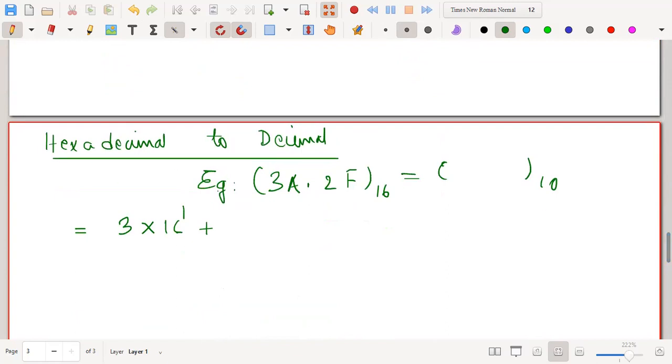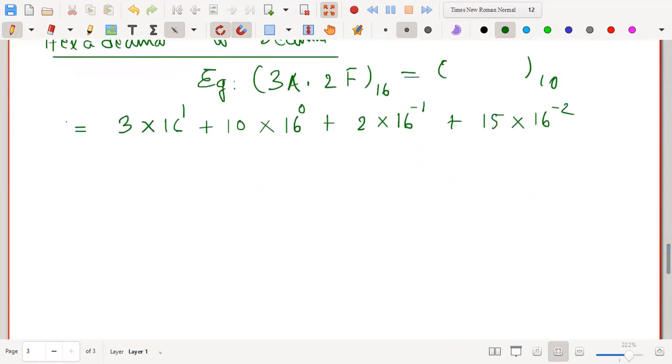So here I will write 10 into the weight assigned, 16 to the power 0, plus now 2 into 16 to the power minus 1, plus F. Now F in decimal is 15. So I'll just write this as 15 into 16 to the power minus 2. That's it. So now you just need to calculate this, and the calculation part is not very difficult.